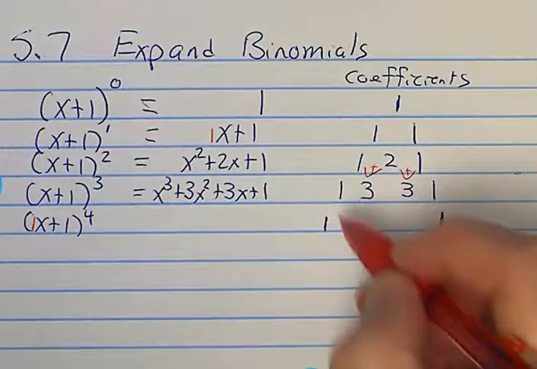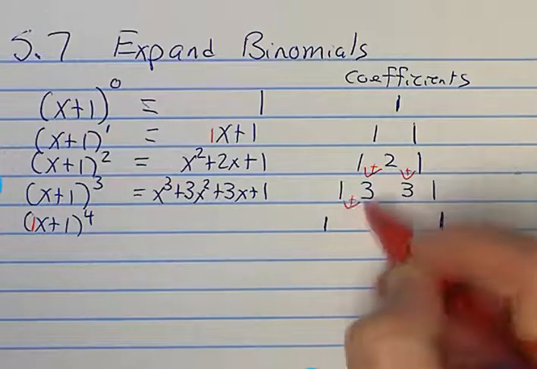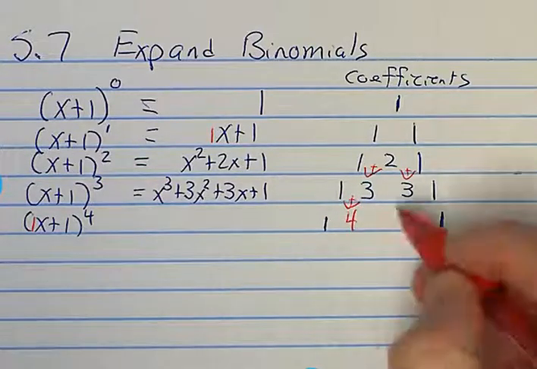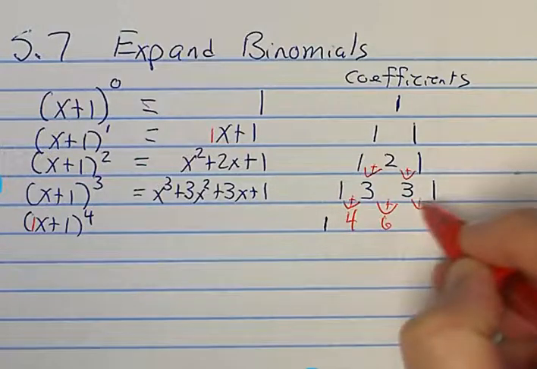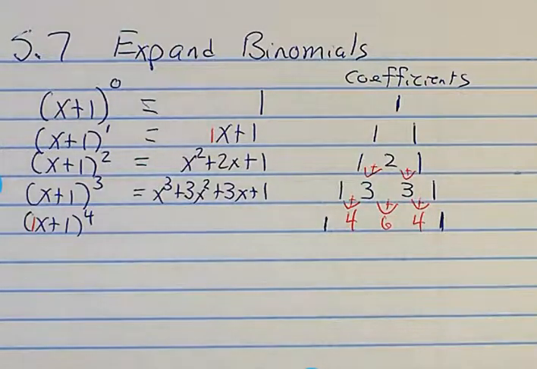To get the next number, we're going to add these two numbers together. 1 plus 3 is 4. 3 plus 3 is 6. And 3 plus 1 is 4.